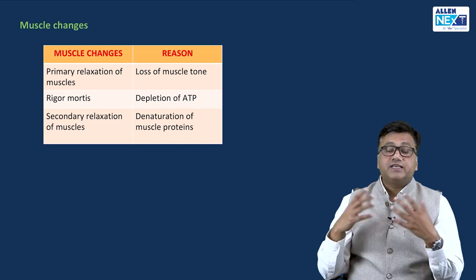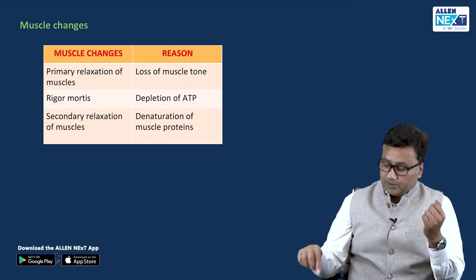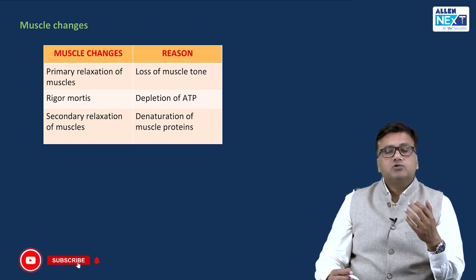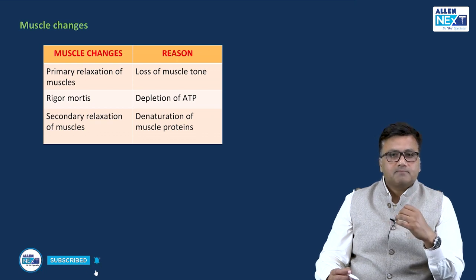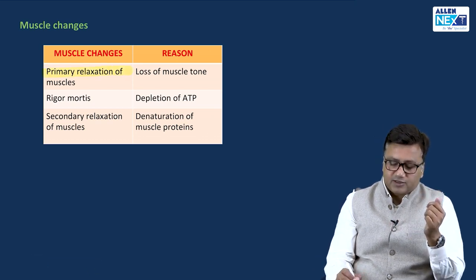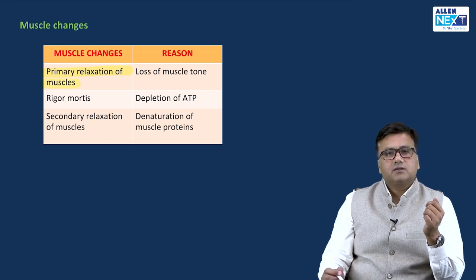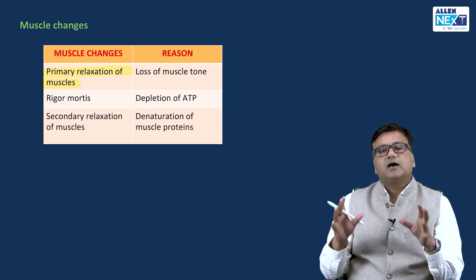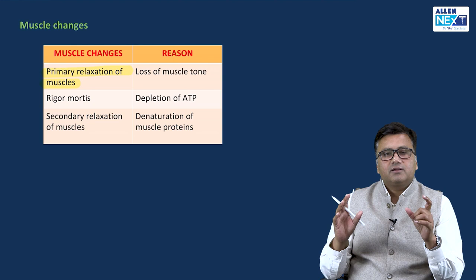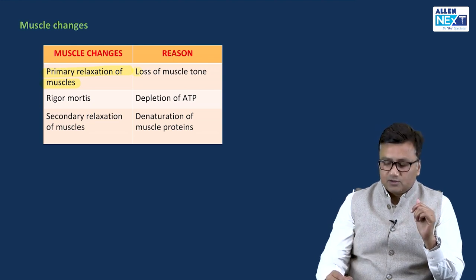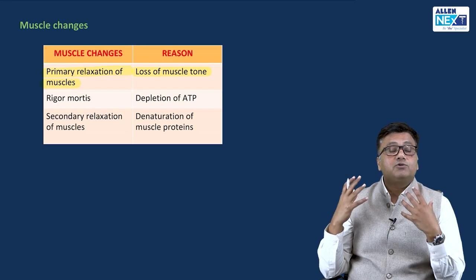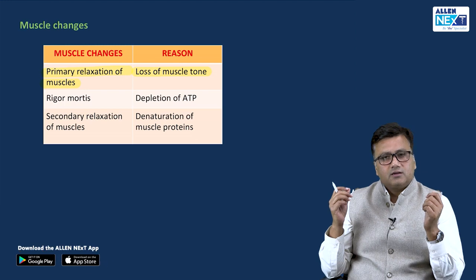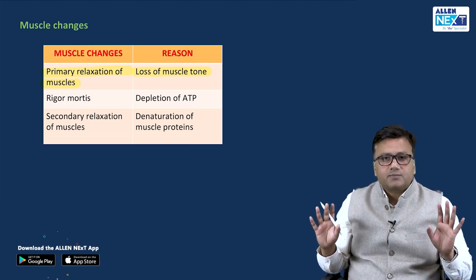Talk about the changes that happen in muscle. After death, the muscles of the body go through three sequences of changes. The first one is primary relaxation of muscles. Primarily after death, the muscles of the body are relaxed. The reason for the primary relaxation of muscle is loss of muscle tone. Whatever inherent muscle tone a person has is lost. As a result, after death, the muscles of the body are relaxed.